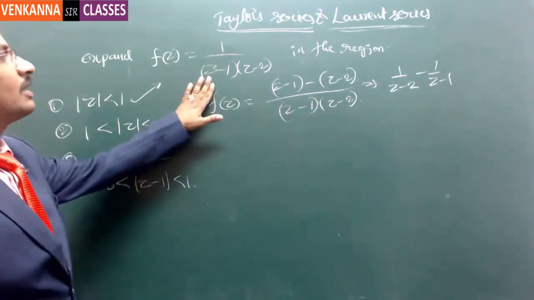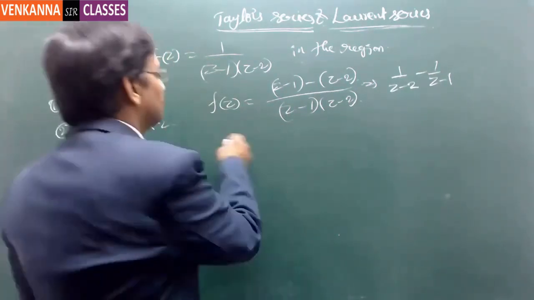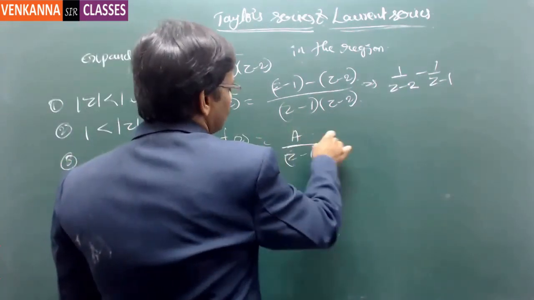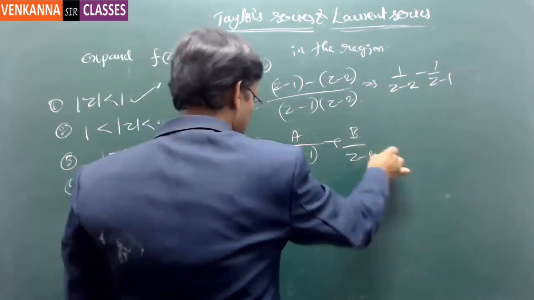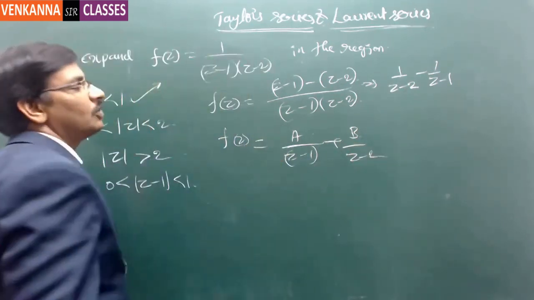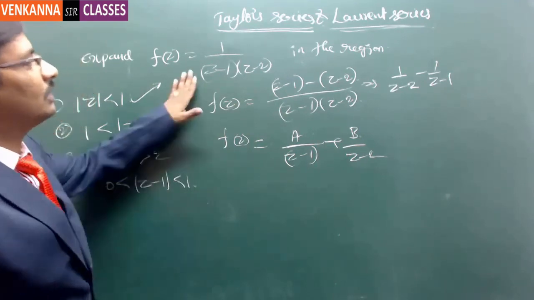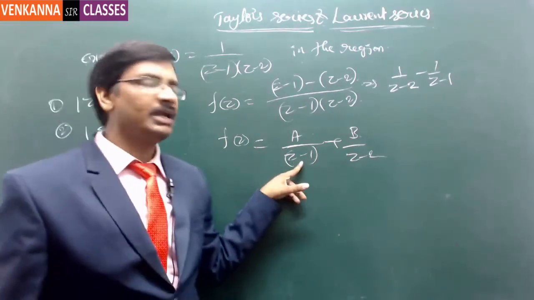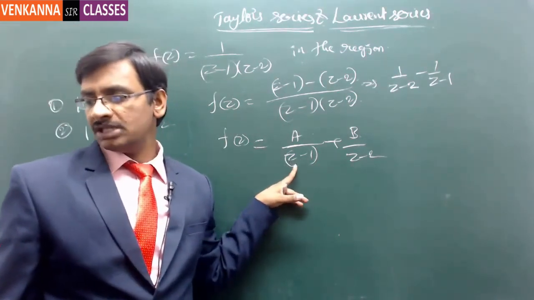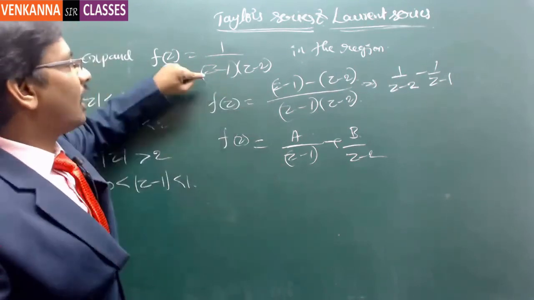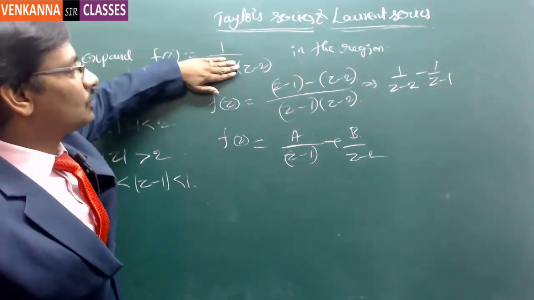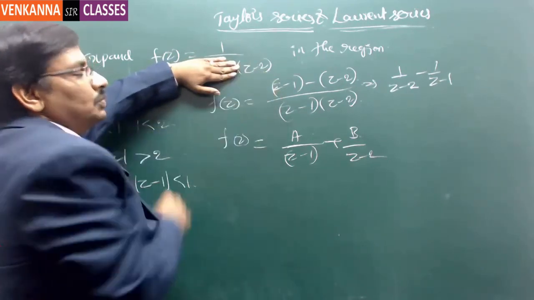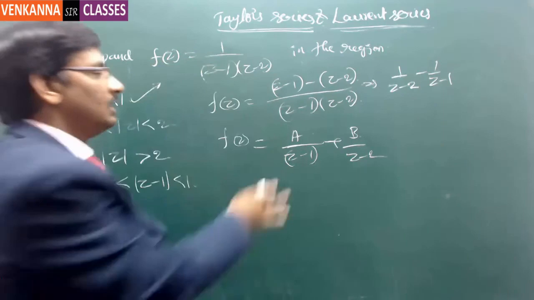Suppose this f of z can be expressed as a by z minus 1 plus b by z minus 2. If you want to find out the value of a, what you can do in the original function is try to make the denominator part 0. If I make z equal to 1, this part will be 0. For that, I put z equal to 1 and close this. Then 1 by 1 minus 2 is nothing but minus 1. So this a will be minus 1.